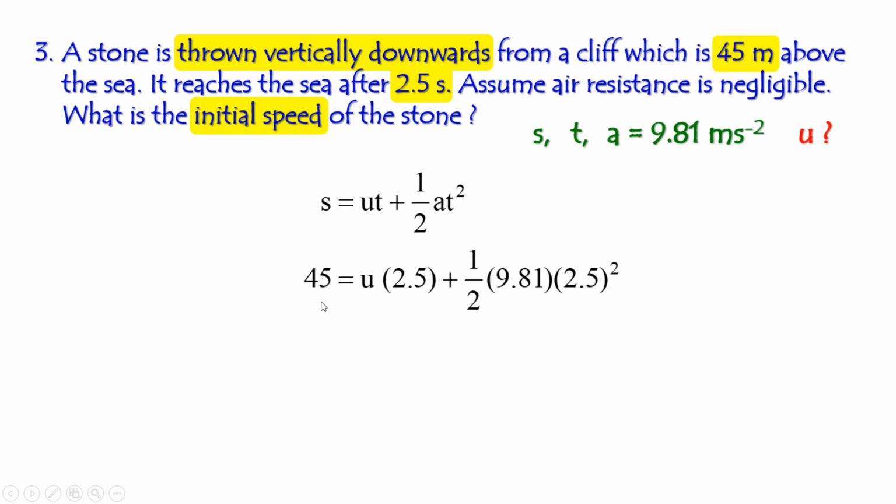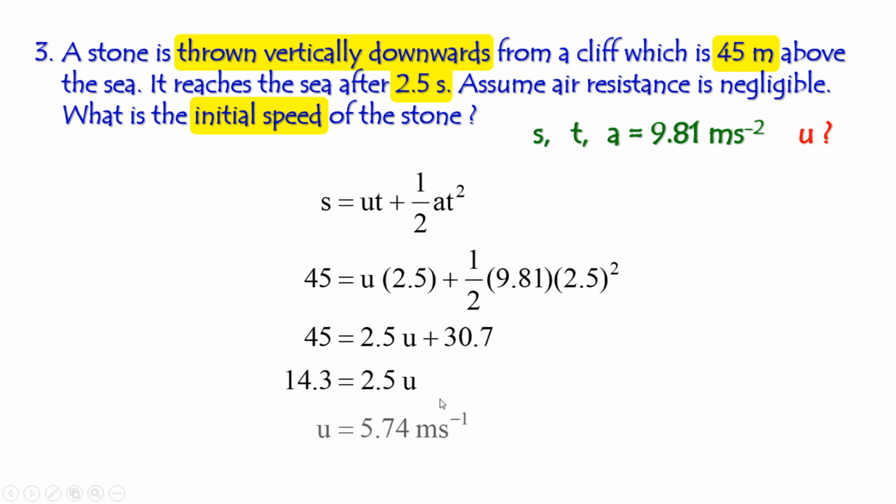Then you can make use of the calculator. 45 equals to 2.5 U plus 30.7, right? This value is 30.7. You move 30.7 to the left hand side, it becomes 14.3 equals to 2.5 U. Then U is equal to 5.74 meter per second. Is it okay? That is question 3.